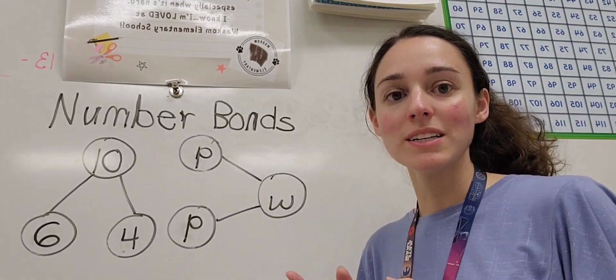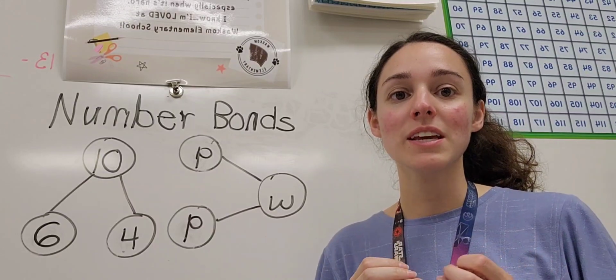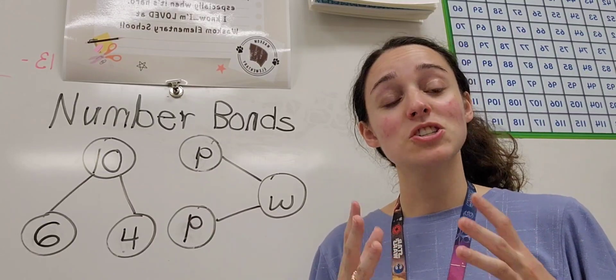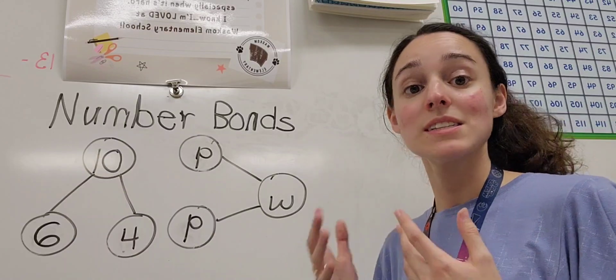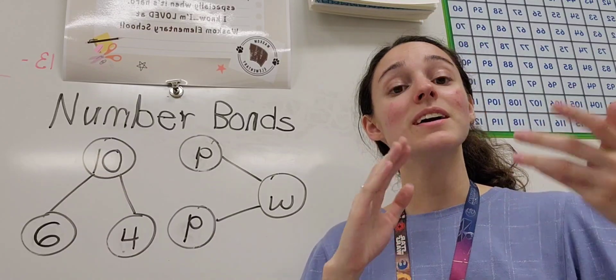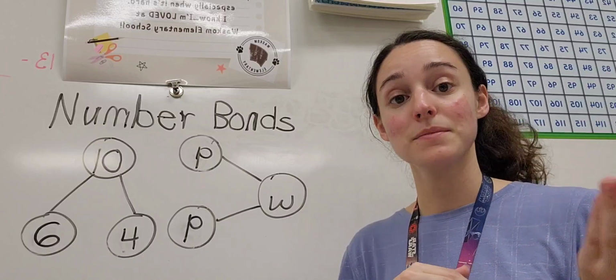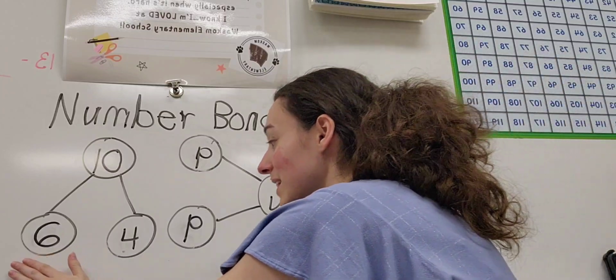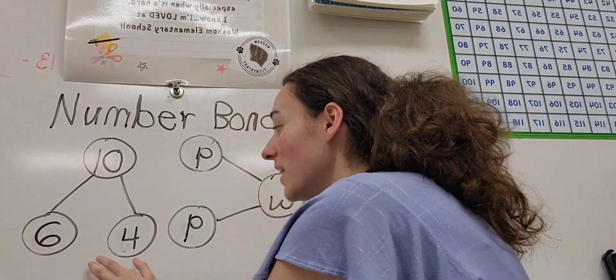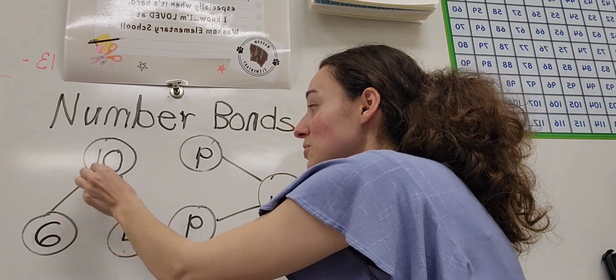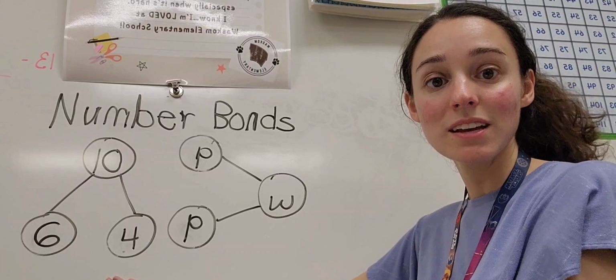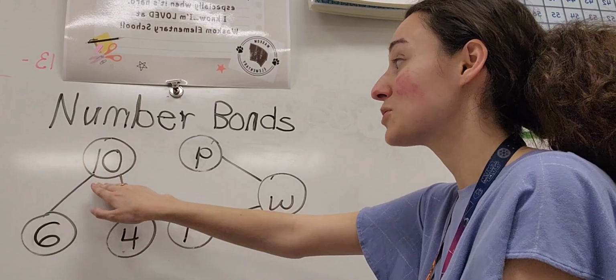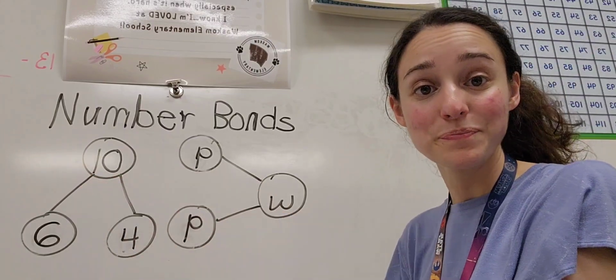So a number bond shows the relationship between the numbers. It shows how they relate to each other. So take a number sentence: 6 plus 4 equals 10. What it's doing is showing that 6 and 4 go together to make that 10. So these are the parts that go together to make that 10.